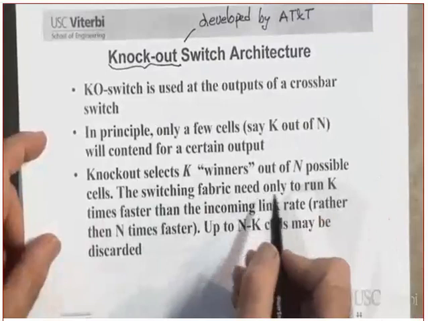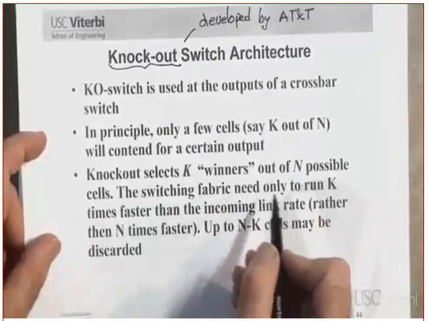Let X be the number of cells destined to a given output. What is the probability that X equals K? It is N choose K times P over N raised to the power K, times 1 minus P over N raised to the N minus K. Clear? Change the typo here. This one is K.